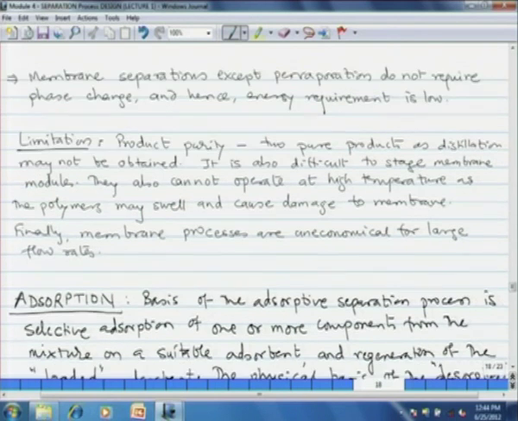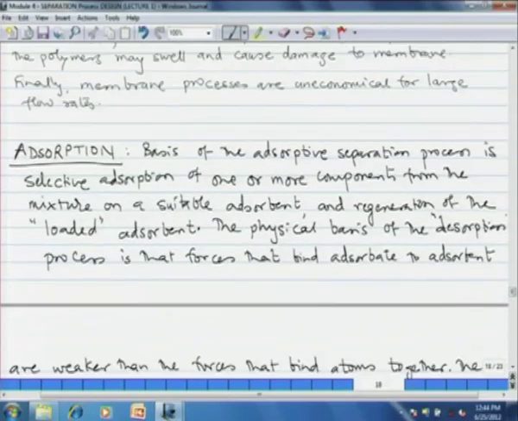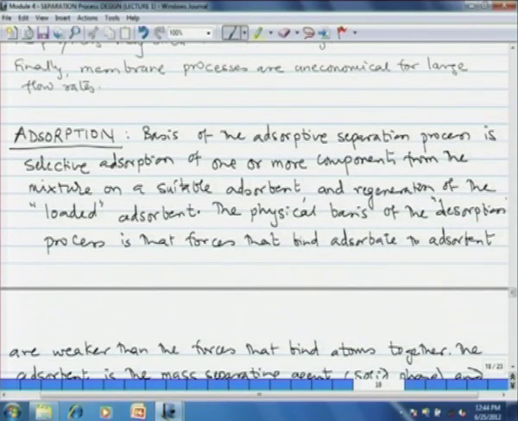Then comes the operation of adsorption. It is not as old, but it is as conventional as absorption. Now, the basis of the adsorptive process is that one or more components from the mixture get adsorbed on a suitable adsorbent, and the regeneration of the loaded adsorbent is possible through either a thermal or pressure swing. These are very widely used techniques in separation of many products. For example, air splitting. Now, pressure swing adsorption, PSA, is one of the very popular processes used in process industry.